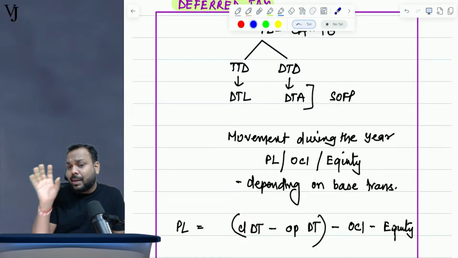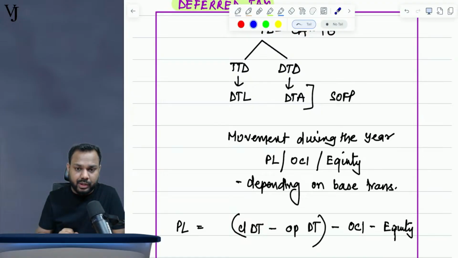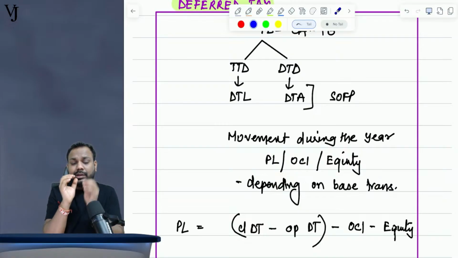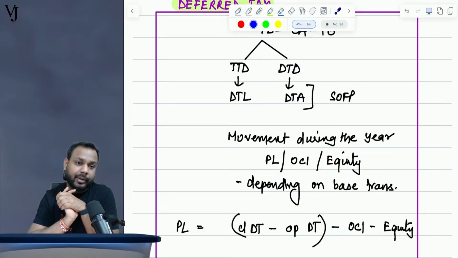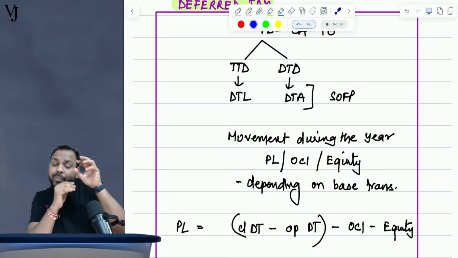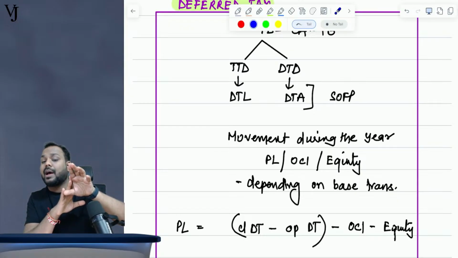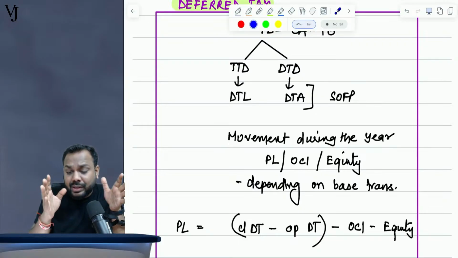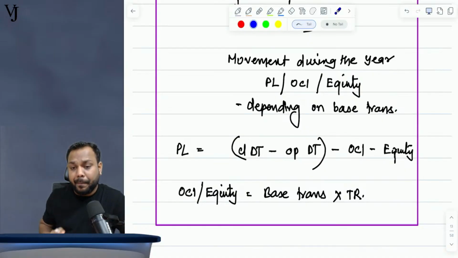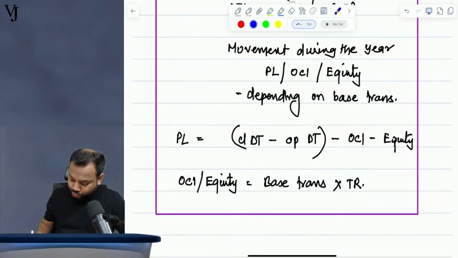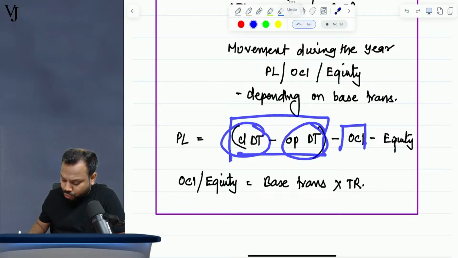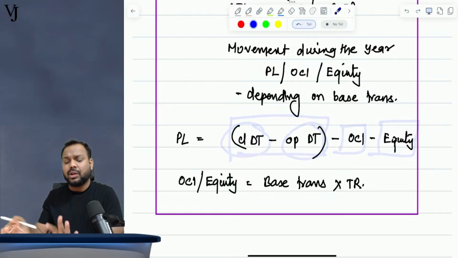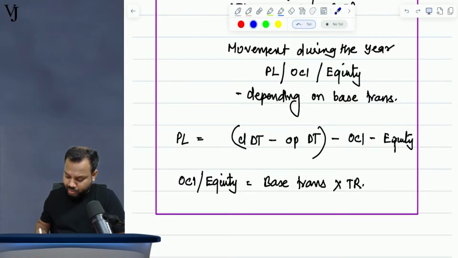So understand, the entire amount of closing deferred tax liability will go to SOFP. I'm repeating again, please listen to me, very important guys. The entire closing deferred tax liability will be accounted for in SOFP. Now, specifically for OCI items, the deferred tax impact will go to OCI. The rest everything will go to P&L. I have made a formula and this formula will work in all the cases. For the amount that will go to P&L, closing deferred tax minus opening deferred tax is the total movement, out of which we take the amount that goes to OCI and the amount that goes to equity, and the rest everything goes to P&L. I believe this is clear.